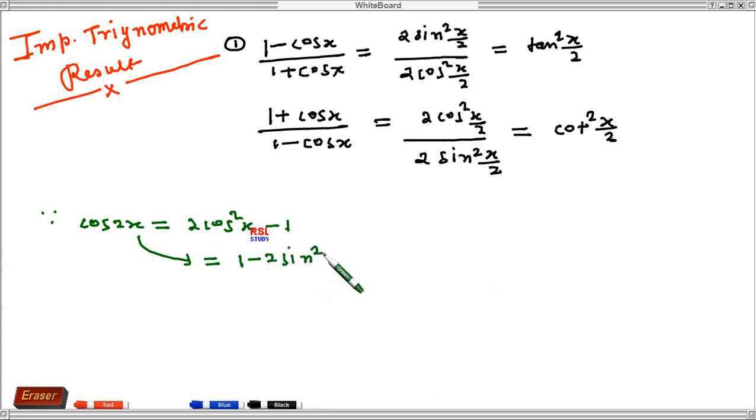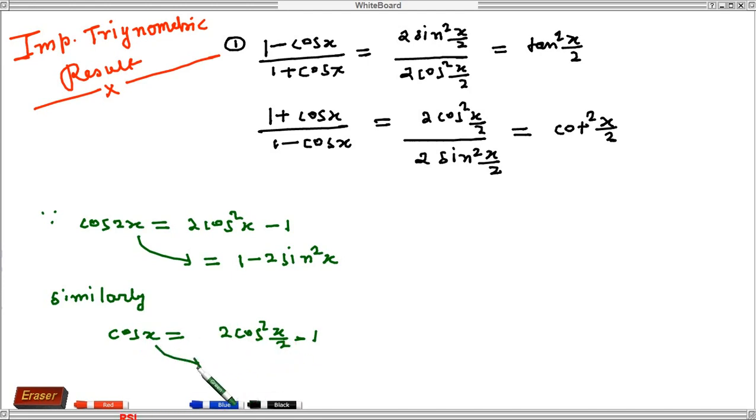So cos 2x is 2 cos square x minus 1, cos 2x is 1 minus 2 sin square x, and similarly cos x is 2 cos square x by 2 minus 1. So see that if the angle is 2x, then here it becomes x. When the angle is x, it will become x by 2, and so on. 1 minus 2 sin square x by 2.